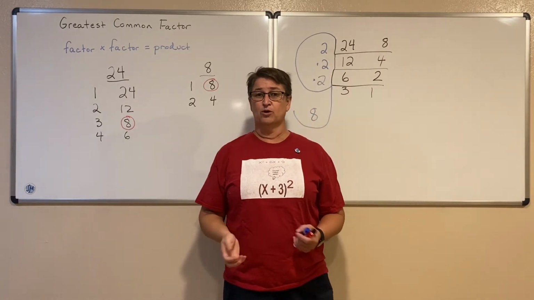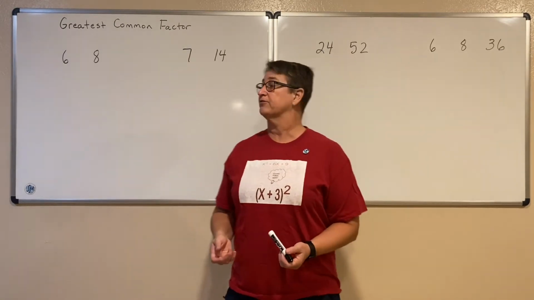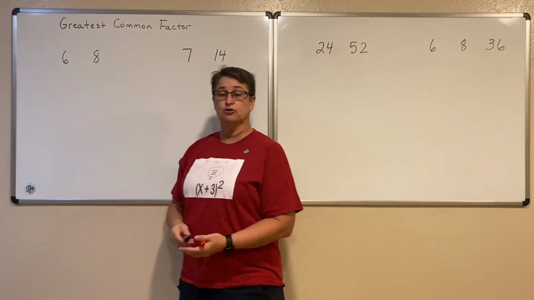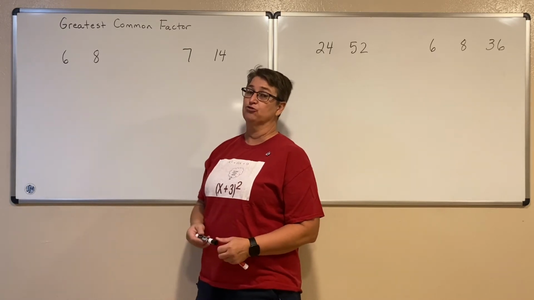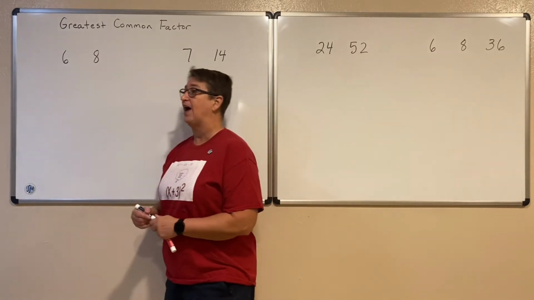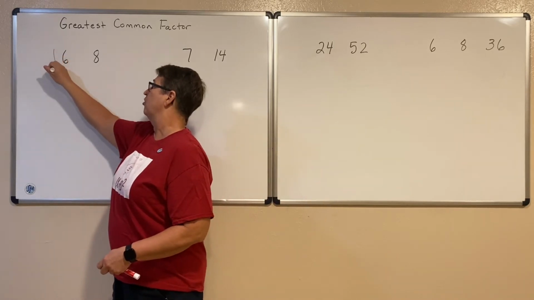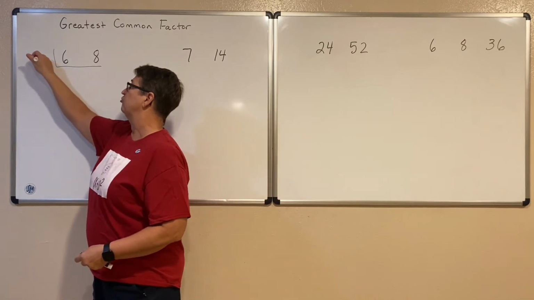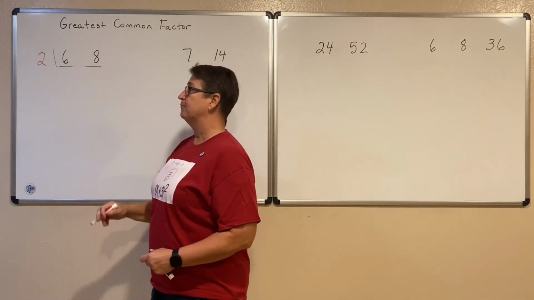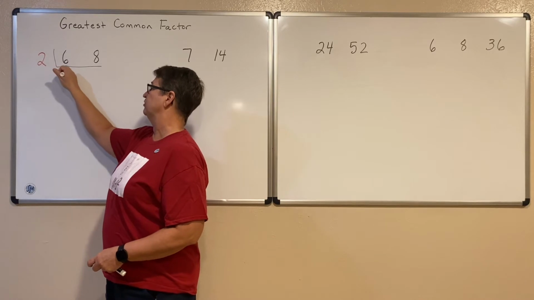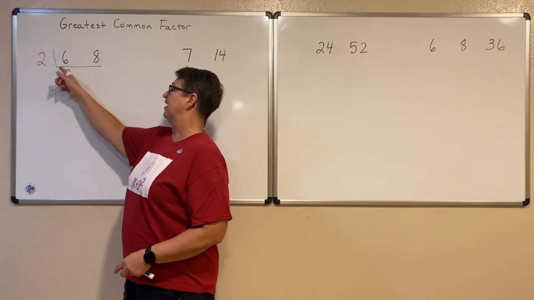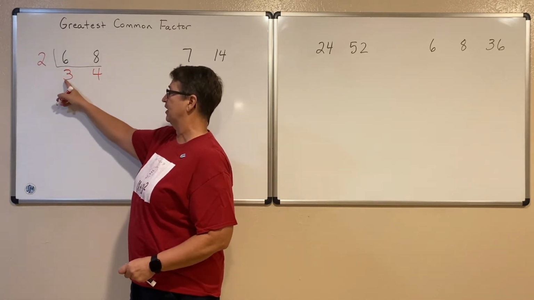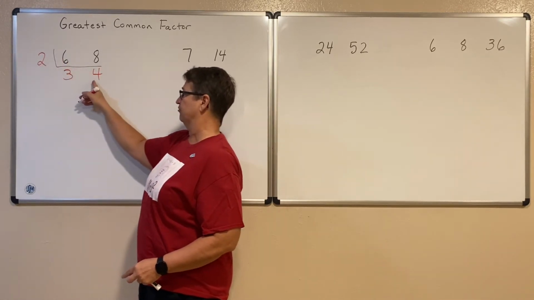Let's practice this some more. Let's practice finding the greatest common factor of 6 and 8. So we just look to see what's a number that goes into 6 and 8. What's a factor of 6 and 8? Well, 2 goes into both of them. They're both even, so I know 2 goes in there. I'm going to divide both of them by 2. 6 divided by 2 is 3, and 8 divided by 2 is 4. Notice that 2 times 3 makes 6, and 2 times 4 makes 8.